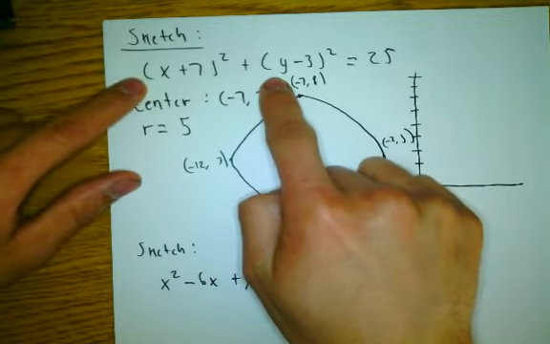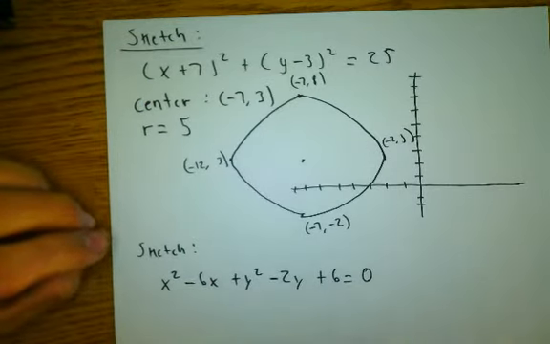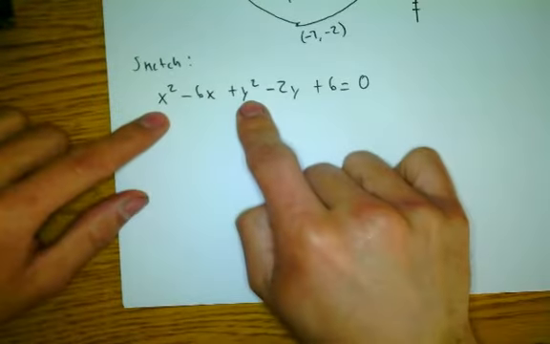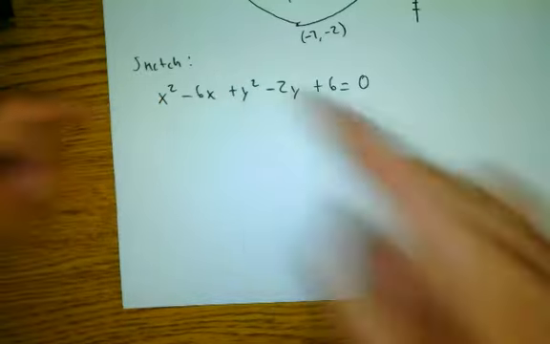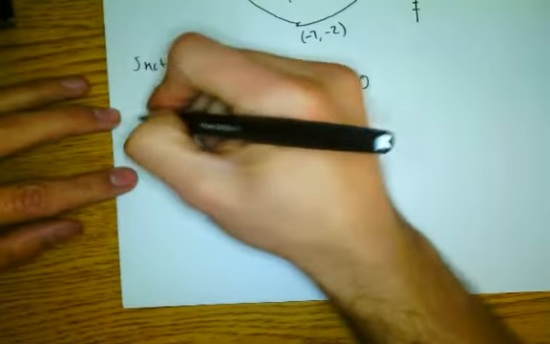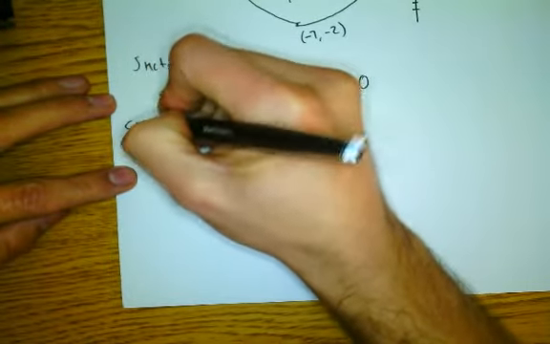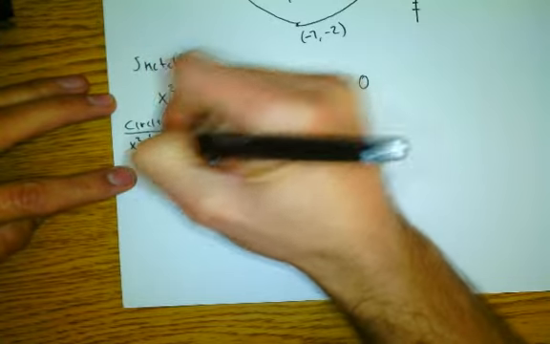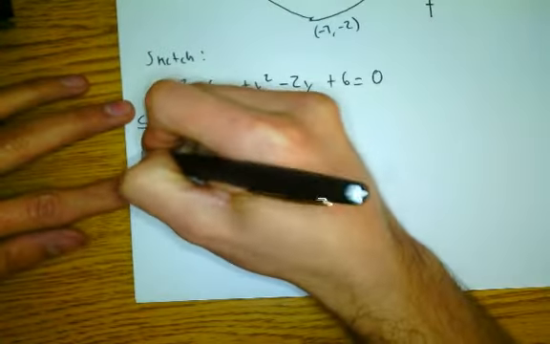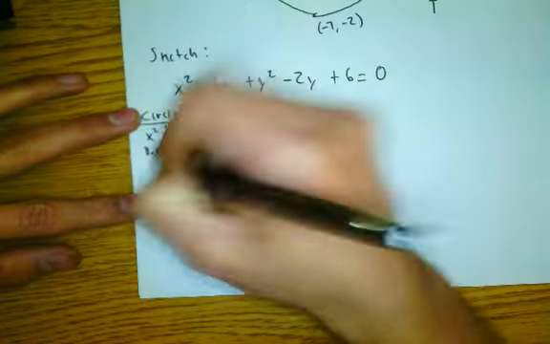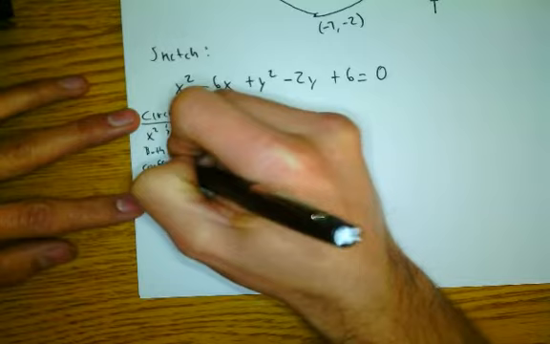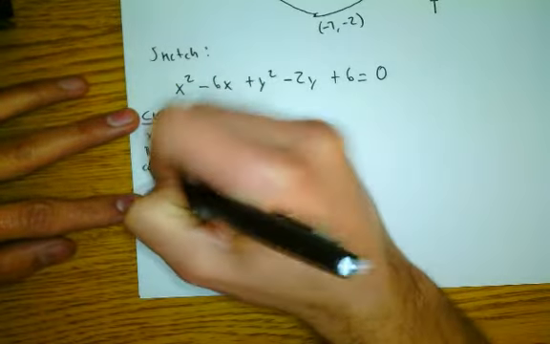In order to be a circle, the three requirements are, you need an x squared and a y squared. They both need to be positive, and they both have to have the same coefficients. Cool? So the three requirements for a circle. We have an x squared and a y squared. They're both positive, and the coefficients are the same. And that's how we know that this is a circle.